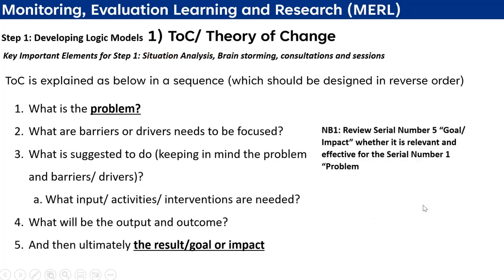Now, if you see here, serial number 5, the goal or the impact. So whether it is relevant and effective for serial number 1, at the end you have to see that both of these, the result or the goal or impact, and the problem, should be linked. For example, if the problem is lack of health facilities, the goal should be improved infrastructure of health facilities. So you have to verify these two statements, whether my goal is addressing the problem or not.